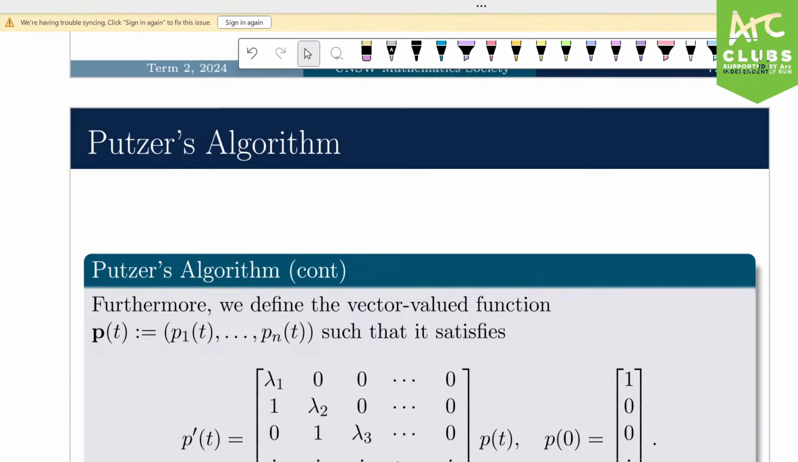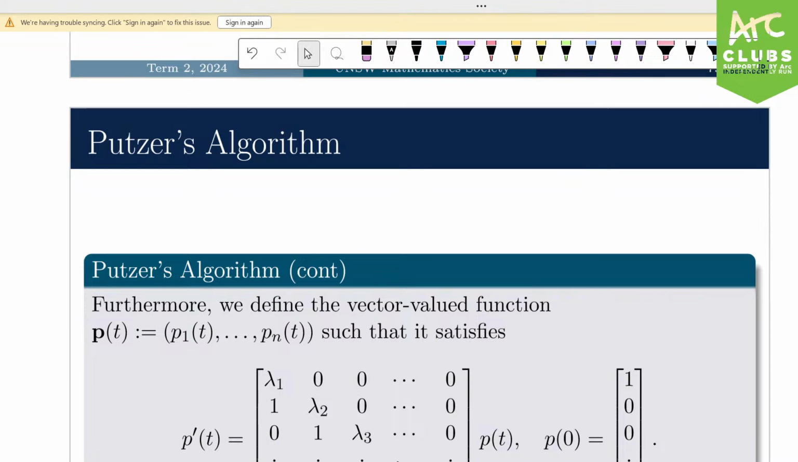There's a little bit more. We define this vector valued function p, which consists of n component functions, p1 up to pn. We say that p dash satisfies this equation. So p dash of t is this big lower triangular matrix consisting of eigenvalues on the diagonal, and we have ones below each eigenvalue. This looks a little bit like the Jordan canonical form. However, we've got ones below the diagonal. Interesting coincidence. I'm sure there's something there. I'm just not 100% sure what that is, but we don't really have to worry about that.